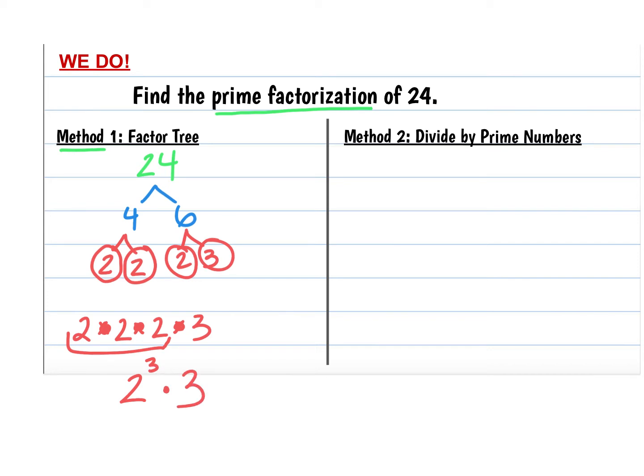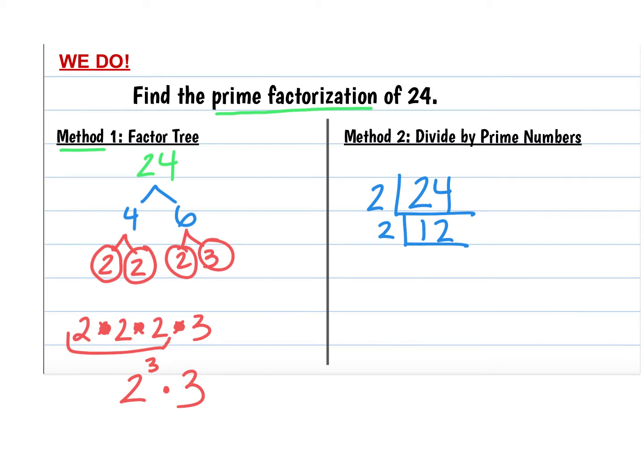Second method is divide by primes. So instead of picking any factors, you are going to do upside down division, but you're going to pick the smallest prime you can. The smallest prime is 2, and 24 is divisible by that. So I get a remainder of 12.